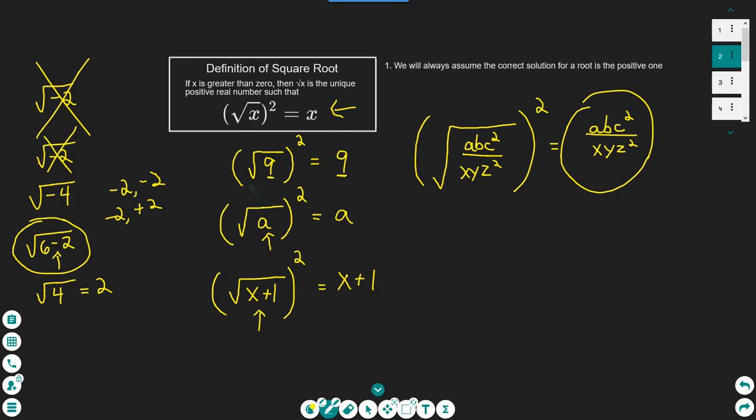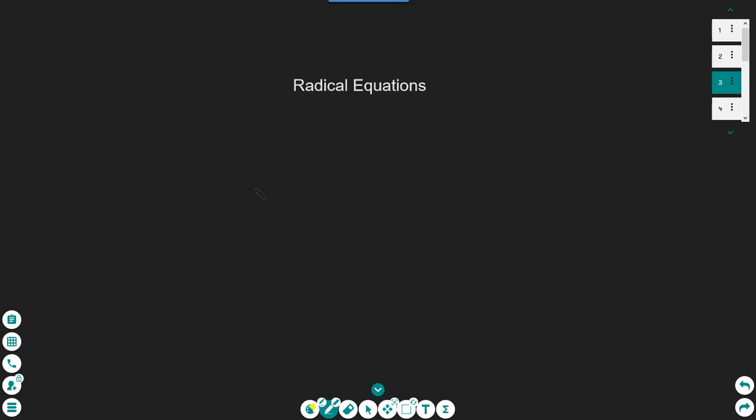Now, how can we use all of these things that we've learned about square roots? Well, let's talk about radical equations. Before we get into this too far, though, I'm just going to back up a little bit and let's talk about this equation. X is equal to 3. All right? Very, very simple equation. X is equal to 3.